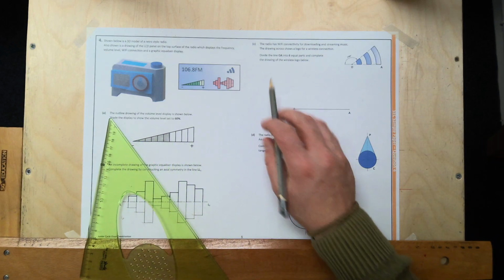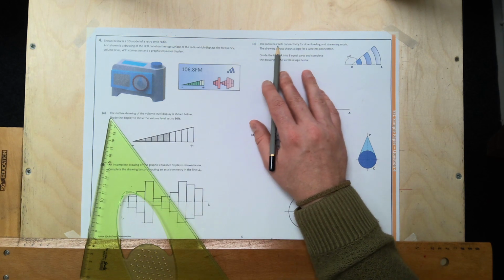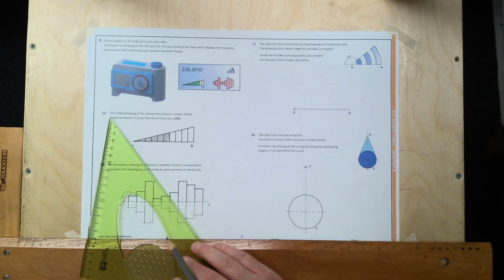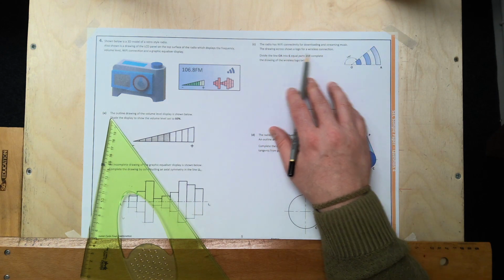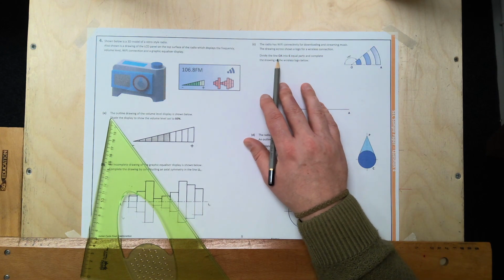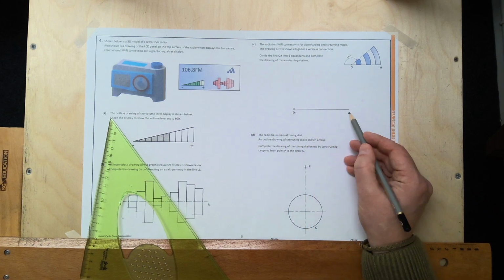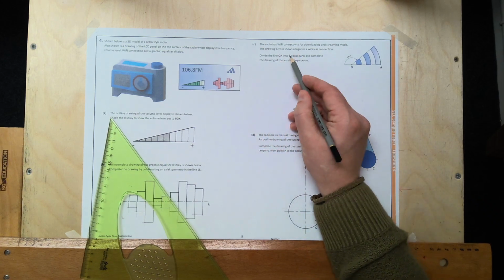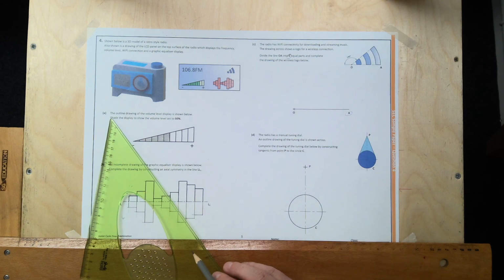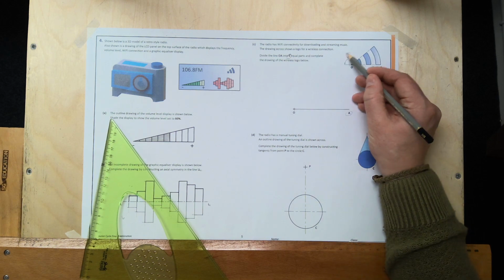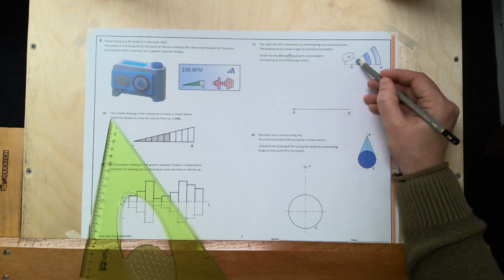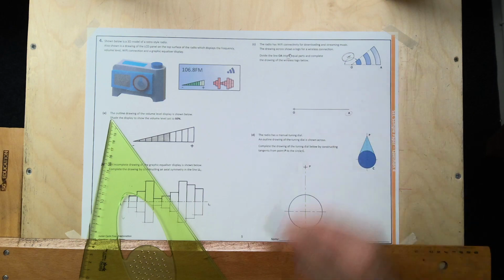Alright, now jumping on to part C. The radio has Wi-Fi connectivity for downloading and streaming music. So here's its symbol over here. The drawing across shows the logo. Alright, divide the line OA into 6 equal parts and complete the drawing of the wireless logo. So it tells us a piece of information there, 6 parts. It tells us this here is 140 degrees, that line that's kicking out there from O.